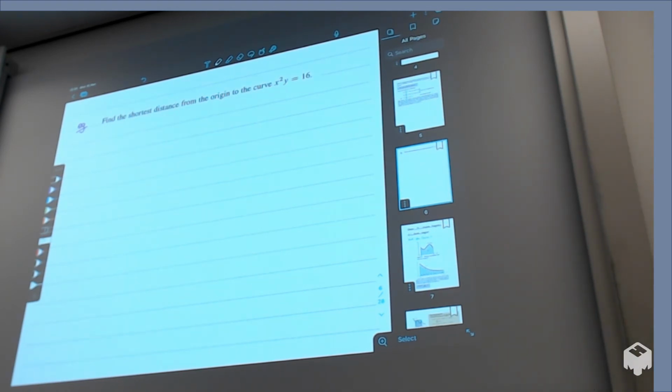All right, so let's go back to our problem of finding our shortest distance. So we want to minimize, and we said we're minimizing really the square of the distance, subject to g of x, y equal to x squared y minus 16 equals 0. So you've got the function. You can put it up here.